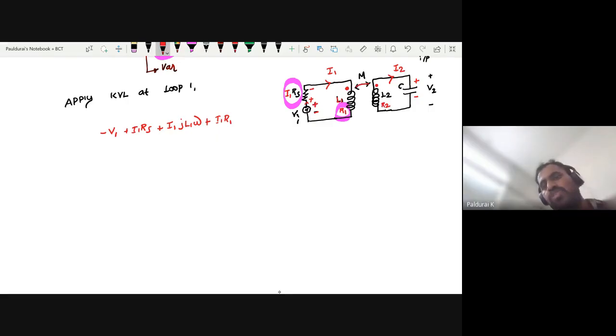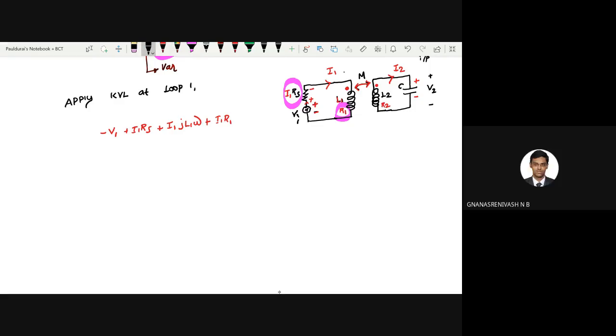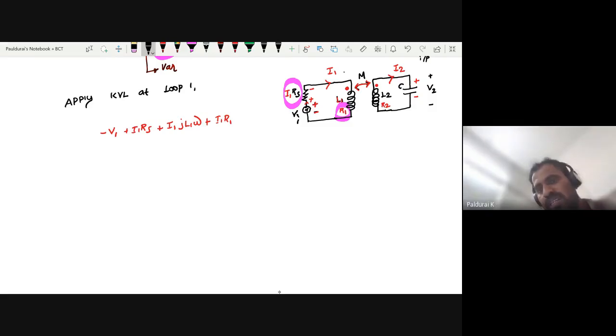What about this mutual inductance? Is it positive or negative? Mutual inductance, dot convention rule, right? Now let me know, is it positive or negative? Think well and let me know. Take loop 1, current I1: is it entering into the dot or leaving from the dot? Loop 1, entering. Loop 2, leaving. So is it positive or negative?